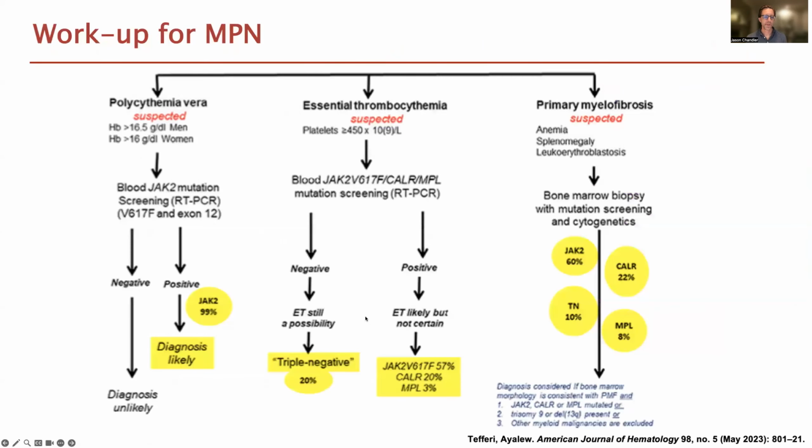So this will be just one slide that I'll spend some time on because it breaks down the basics of how we should try to recognize patients that might need to be worked up for myeloproliferative neoplasms. So basically, someone comes in and they have polycythemia. For men, that would be a hemoglobin greater than 16.5, and women greater than 16. You're going to start thinking about polycythemia vera.